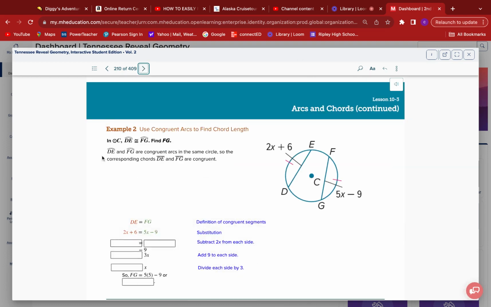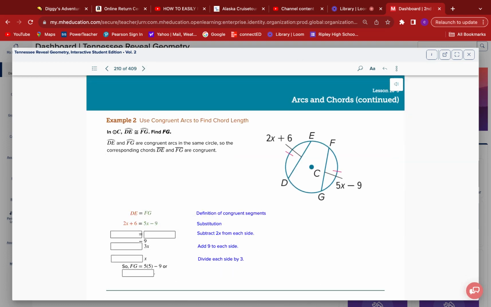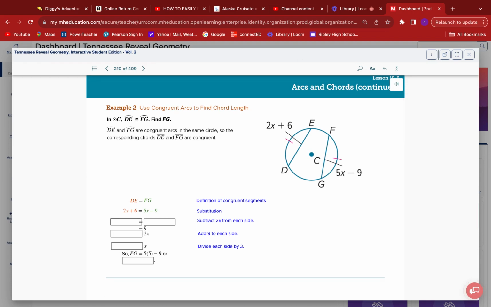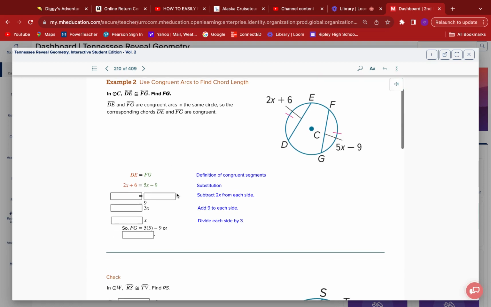Example number 2 at the bottom of page 588 in your workbook says use congruent arcs to find chord lengths. Well, first off, these arcs are marked equal. It's that little 1 slash and this little 1 slash. They're equal to each other, which means the chords DE and FG are equal. So you're going to set them equal to each other: 2x plus 6 for chord DE equals 5x minus 9 for chord FG.